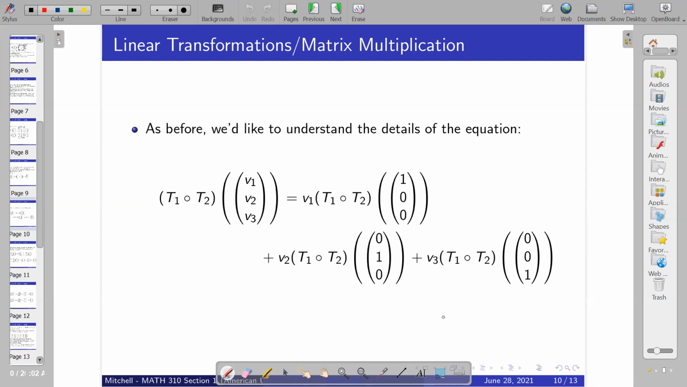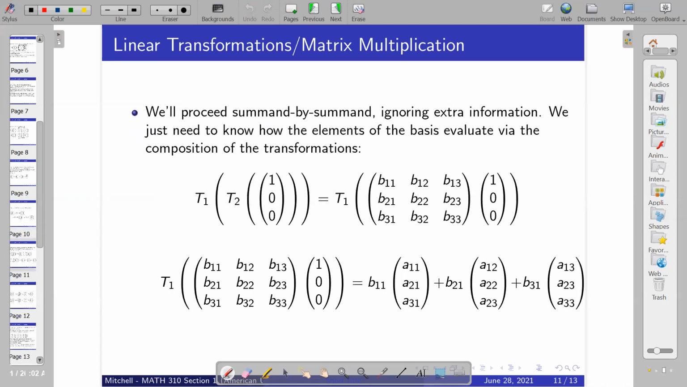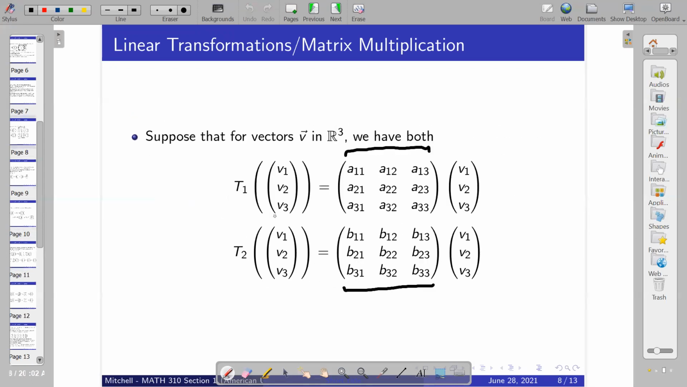So what you should be seeing here is something which looks very much like what we've done so far. The only thing that's really changed is the name of the linear transformation. So in order to understand how the composition acts on that vector, what this equation is saying is all I really need to know is how the composition works on the basis vectors I chose. We'll proceed sum by sum. I think I only did one example of this. How does T1 of T2 of 1, 0, 0 work? We've decided that the representing matrix for T2 looks like this set of B's, and the representing matrix for T1 looks like this set of A's.